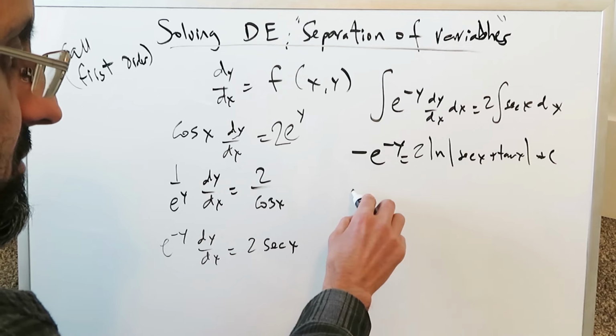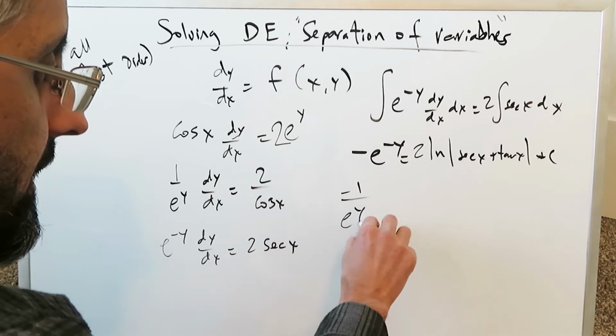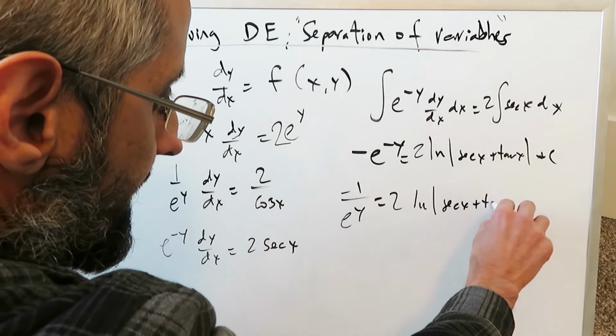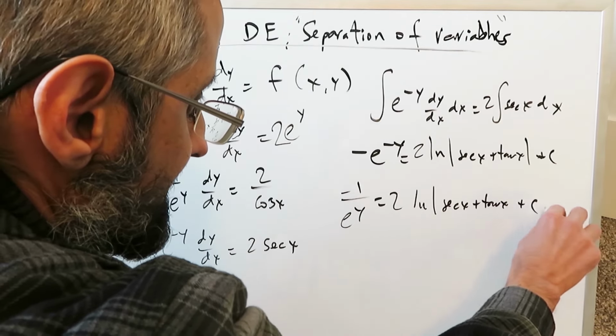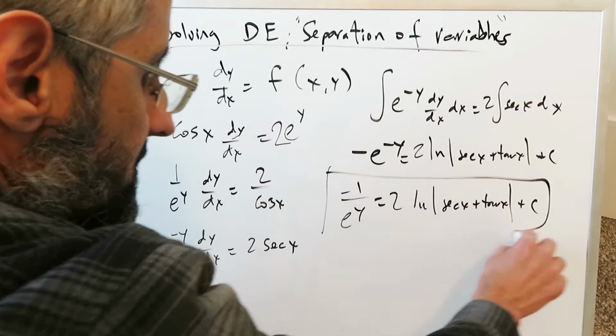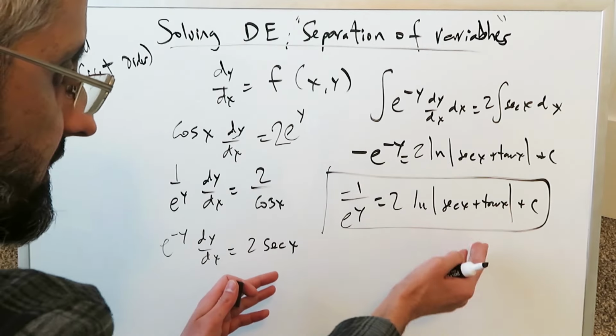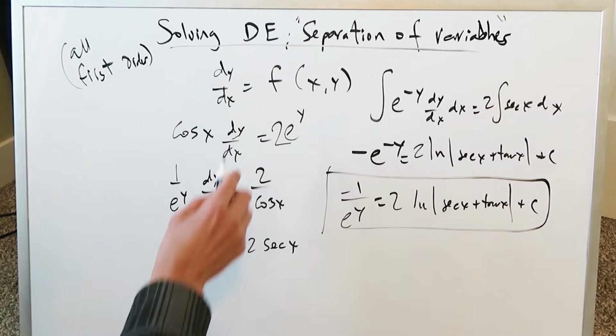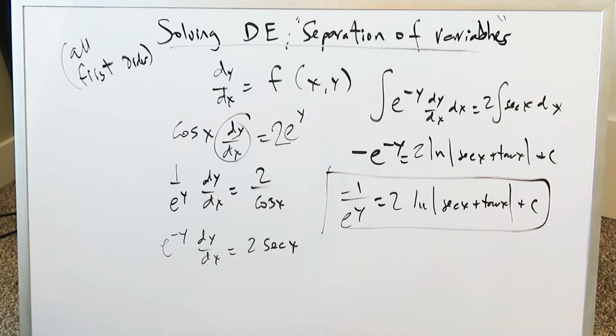Get rid of that negative exponent. You can write minus 1 over e to the y is equal to 2 natural log of secant x plus tan x, plus c, and that right there can represent a good final answer. The function or the equation for which this first order differential equation will be true, and that right there is your answer.